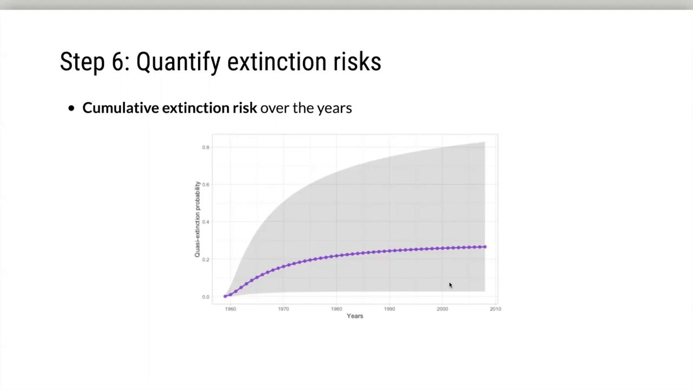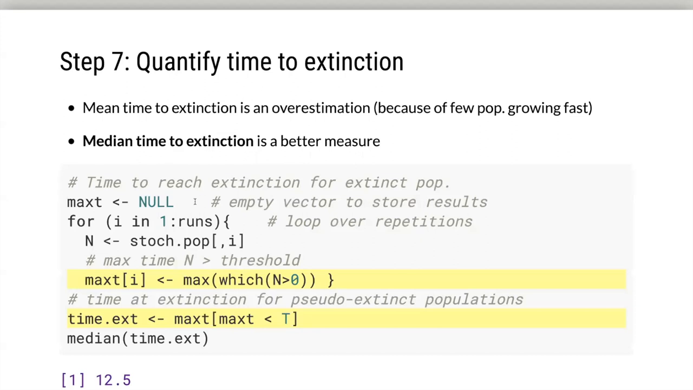The longer you're trying to make predictions, the more uncertainty there is. So if we want to look at the time to extinction, the mean time to extinction is not really good information because, as we saw before, there are just a few populations that can grow very fast just by chance. So the mean time to extinction is going to be biased. It's better to use the median time to extinction, which is more robust to this kind of issue.